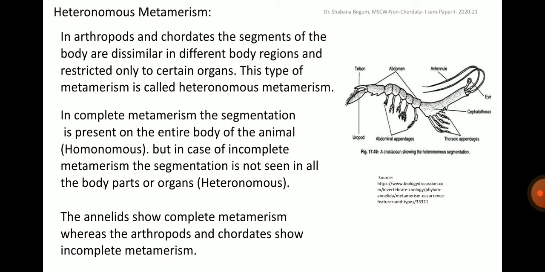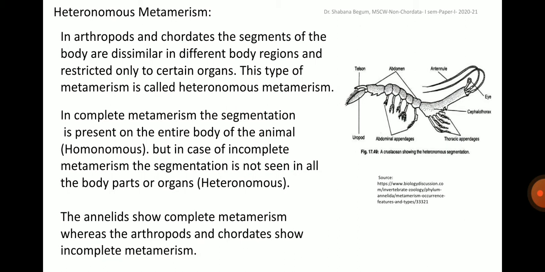In complete metamerism, the segmentation is present on the entire body of the animal. So you can say it's homonymous. But in case of incomplete metamerism, the segmentation is not seen in all the body parts or organs. So hence it becomes heteronomous metamerism. The annelids show complete metamerism, whereas the arthropods and chordates show incomplete metamerism.